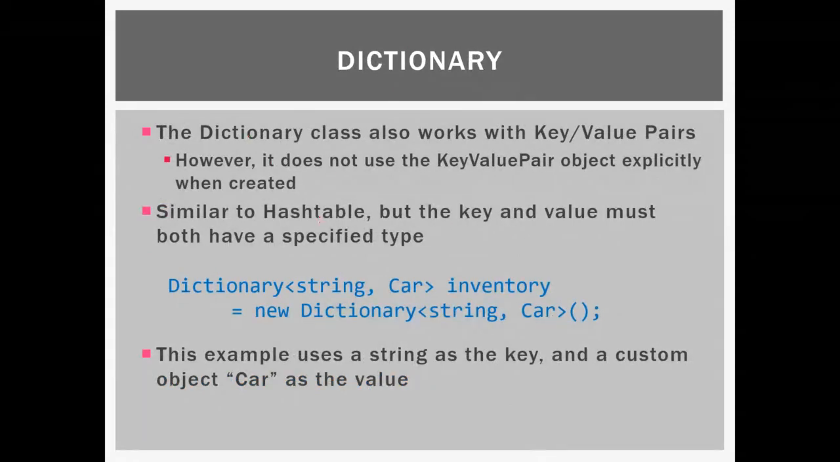We have dictionary as well, which is a type-safe version of hash table, where we can specify what data types we want for the key and for the value. So in this example, my value type is a custom type that I wrote. It's a car object. So somewhere else in my project, I have a car class, and I want to keep all the cars together, but I want to be able to easily find a specific car. So I'm using a string as a key to search.